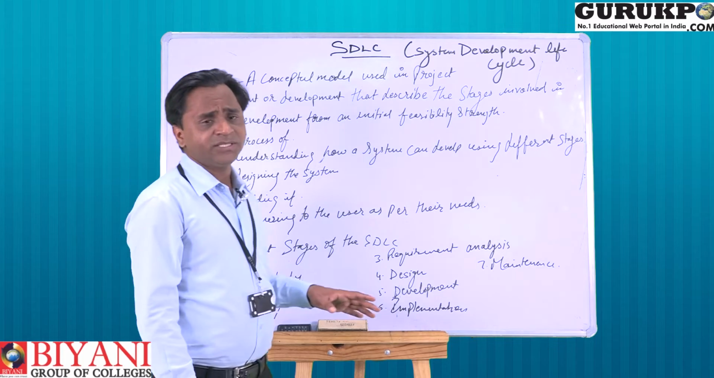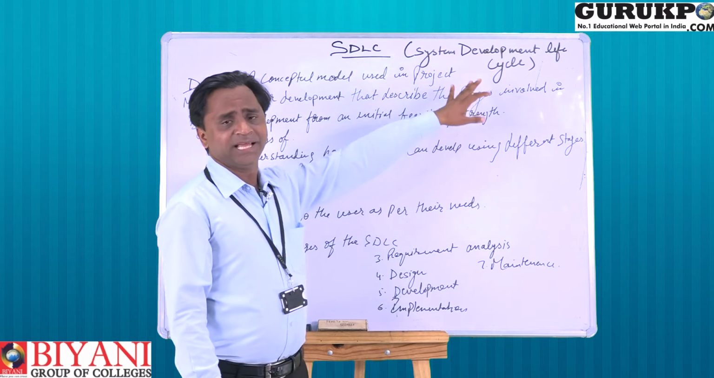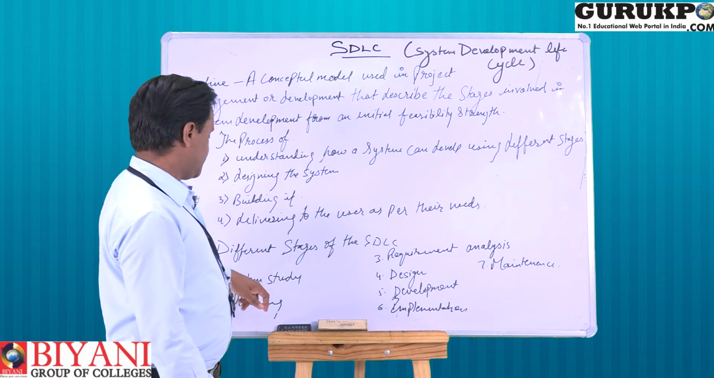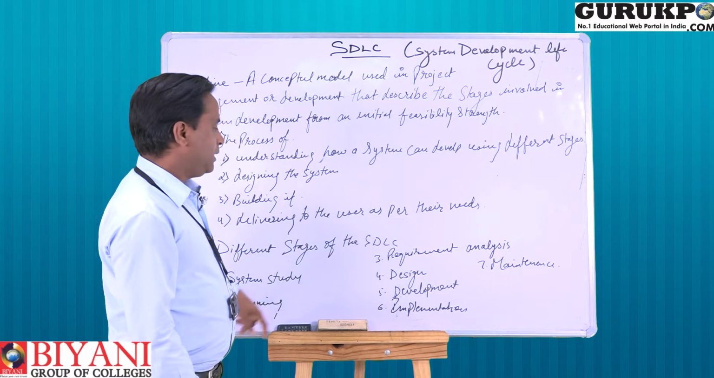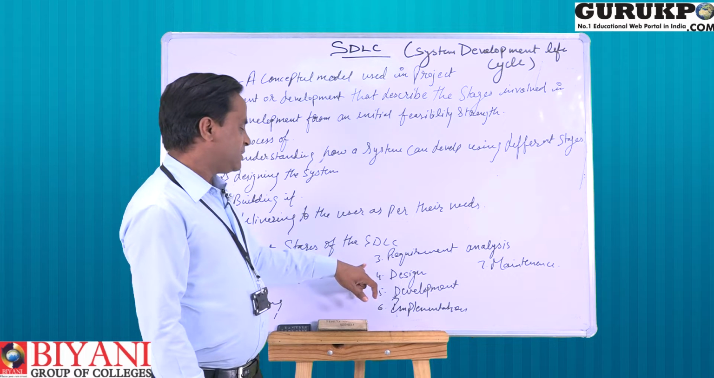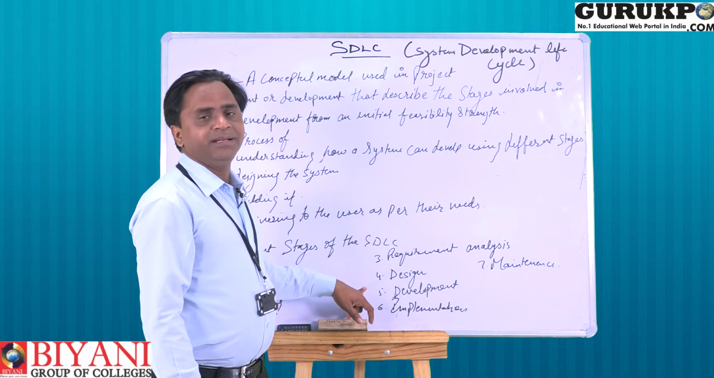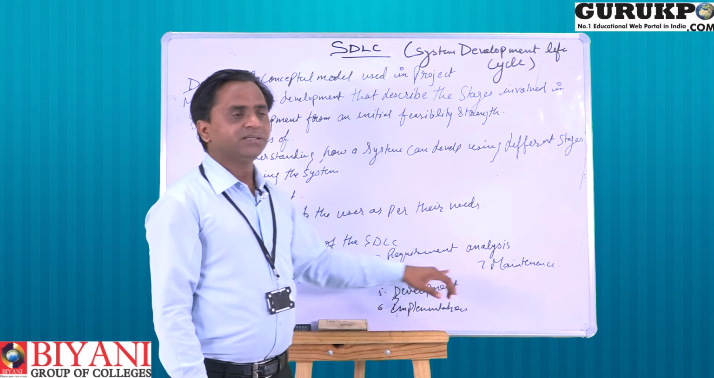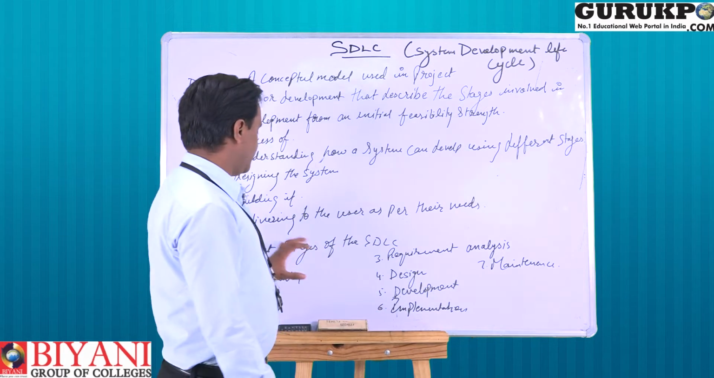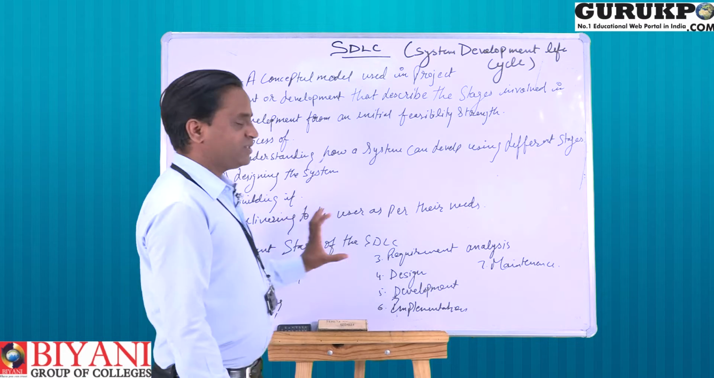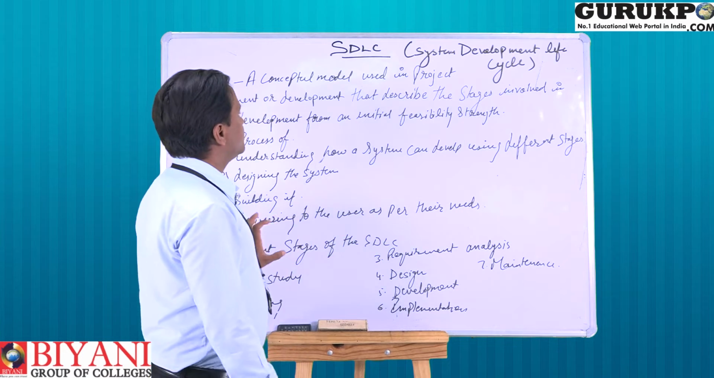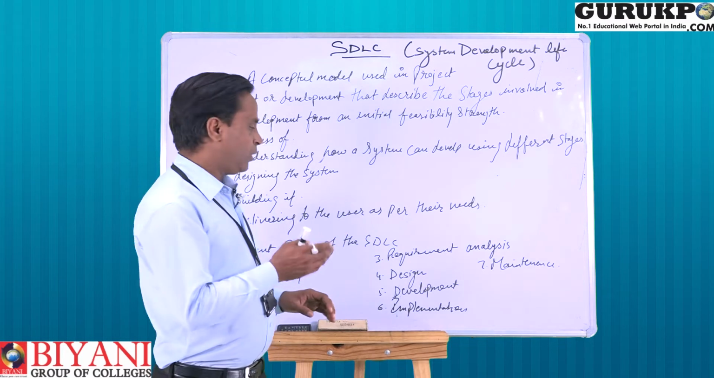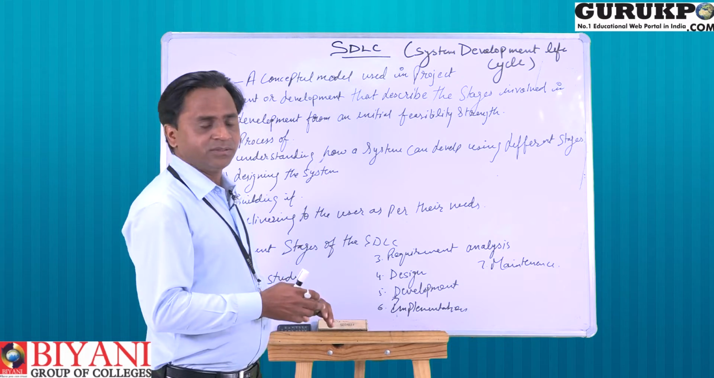There are different stages in SDLC, System Development Life Cycle. There are 7 stages: system study, planning, requirement analysis, designing, development, implementation, and maintenance. These are the 7 stages defined in the SDLC model. It means we have to study these stages one by one, step by step.